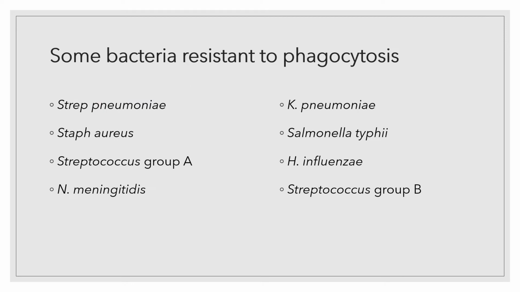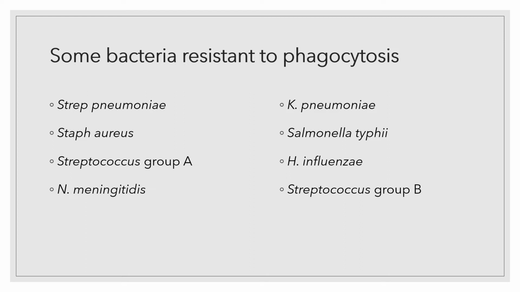So here's a list of several organisms that resist bacterial phagocytosis, and there's a number of different ways they do this. Streptococcus pneumoniae has a capsule. Staphylococcus aureus produces leukocidin, which is a toxin released by some bacteria that kills leukocytes. We've got Streptococcus group A. It produces streptokinase and streptodornase, which are toxic to phagocytes. We've got Neisseria meningitidis, which has a capsule, as well as Klebsiella pneumoniae, which has a capsule. We've got Salmonella typhimurium, which has the VI antigen, which is an envelope antigen.